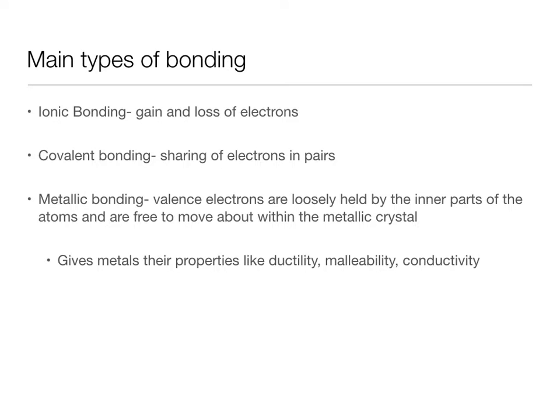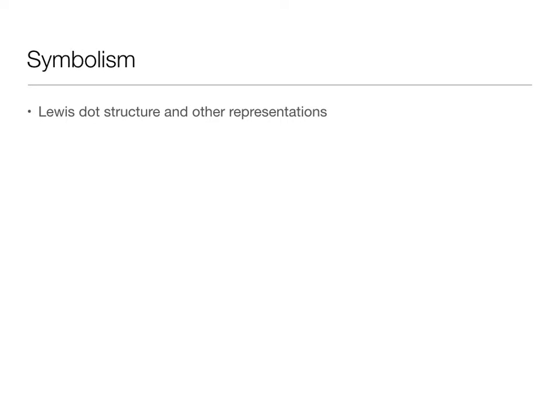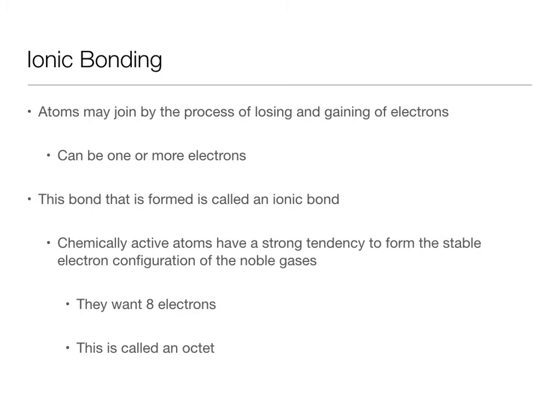Covalent bonding is a sharing of electrons in pairs. We normally are going to focus on carbon because carbon is usually the one that is most likely to share electrons. Metallic bonding we'll discuss in second semester, but your valence electrons are loosely held in the inner parts of an atom. They're free to move within a metallic crystal, and so it's bonds between metals. It gives the properties of ductility, malleability, and conductivity. So we've been working on symbolism of atoms, which includes the Bohr and Lewis model, and this becomes important when visualizing what's happening.